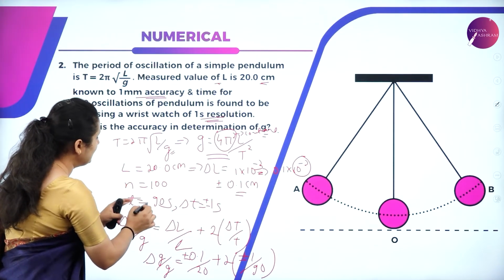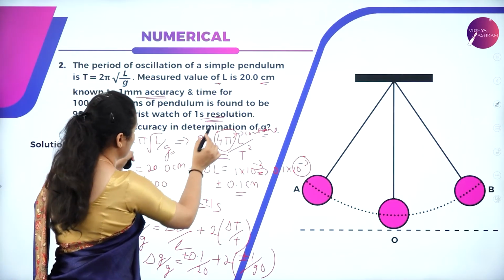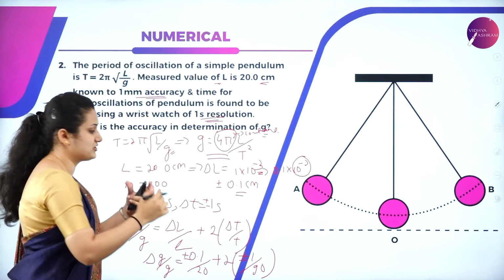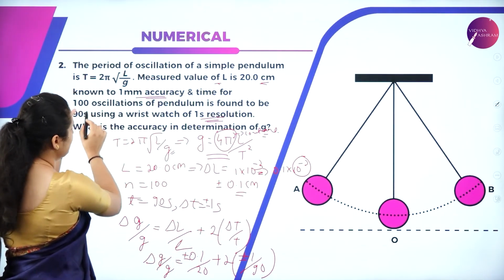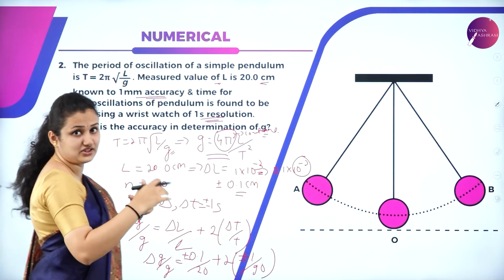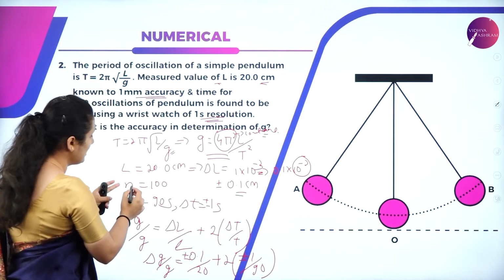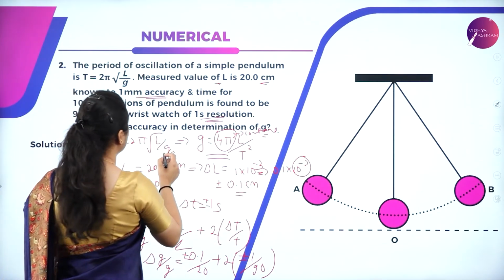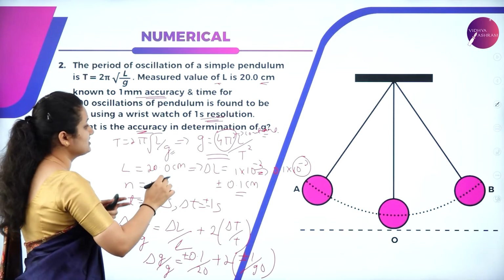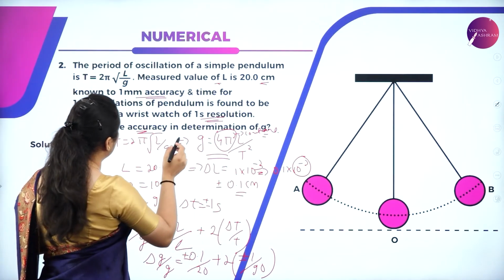So, T is given for 90 seconds, and the wristwatch has 1 second resolution. So, this is your resolution in the watch. So, this is your error. Delta T is plus or minus 1 second, and he has given that there are 100 oscillations. For how many oscillations? 20, 30, 40. Similarly, 100 oscillations. How many oscillations are given? So, you have to calculate the error. You have to calculate accuracy, the error in determination of G. So, what is the error? How will you calculate the error now?